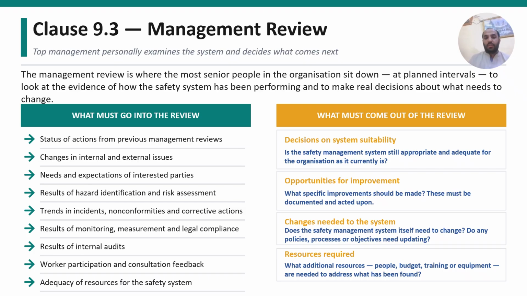And crucially, these outputs must be communicated to workers. The management review is not a closed door exercise that workers never hear about. The result must be shared with everyone.